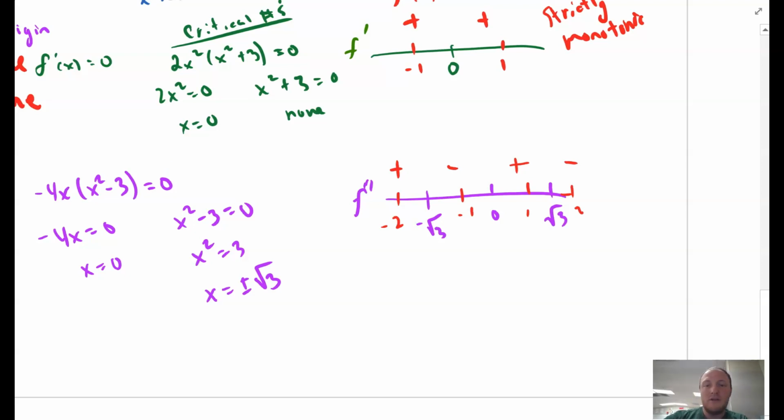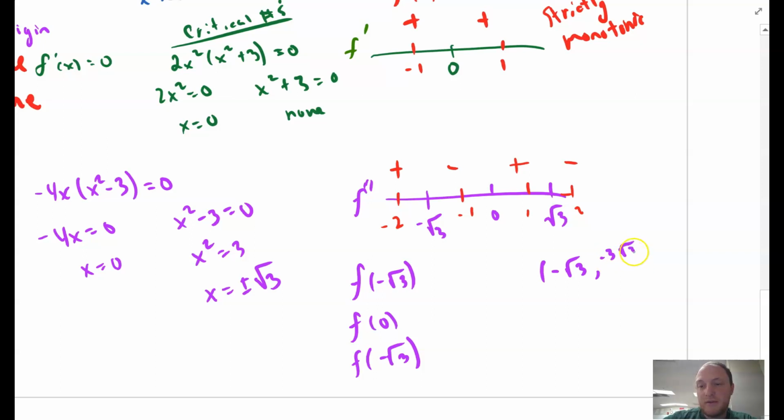Okay, so what I'm going to do is we will evaluate these. What is f of negative root 3? What's f of 0? What is f of positive root 3? Okay, and what we get is these points. So negative root 3 gives negative 3 root 3 over 2. We get 0, 0. And we get root 3, 3 root 3 over 2.